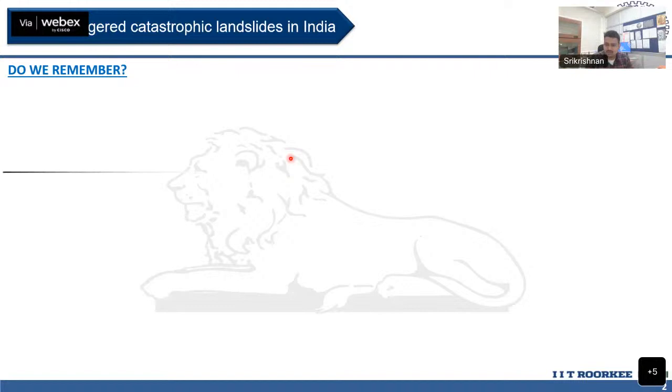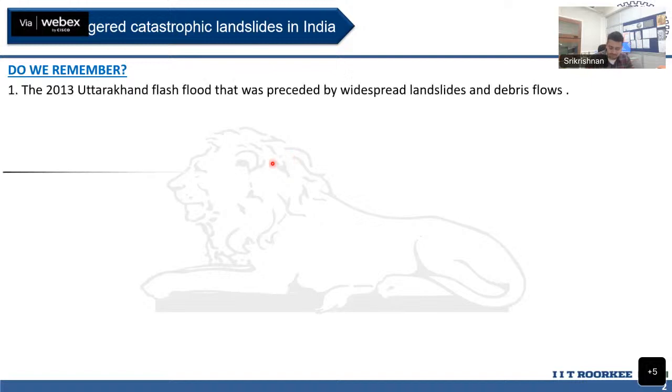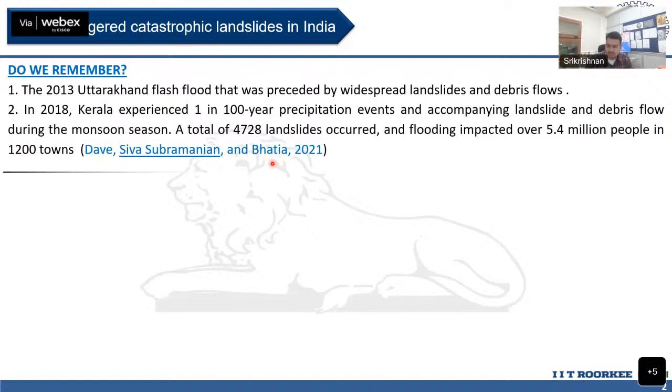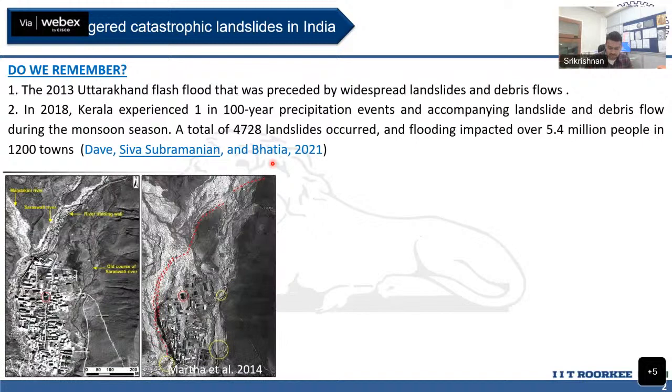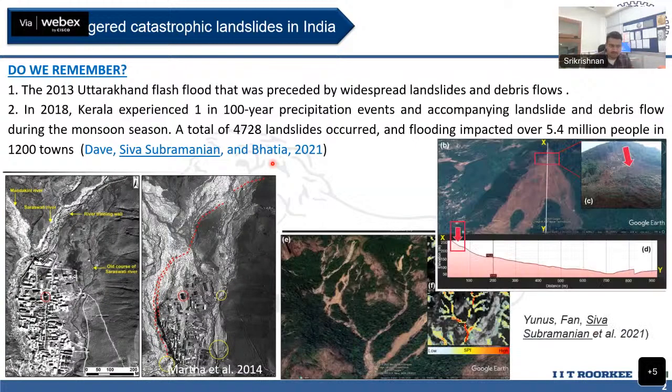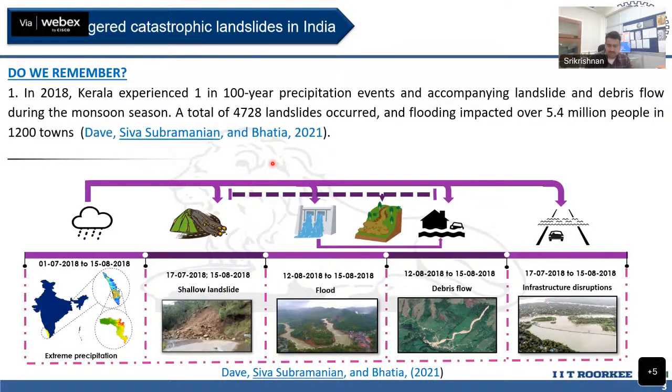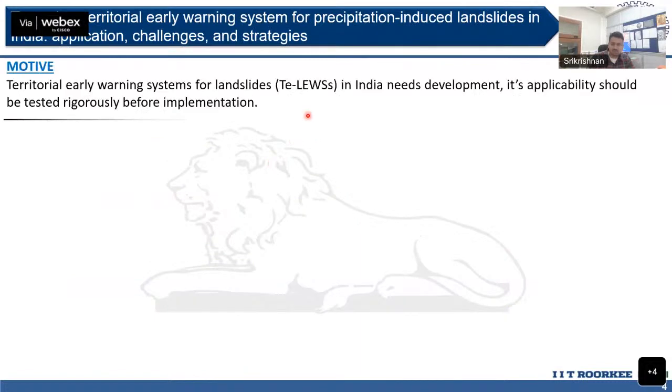So we have had catastrophic rainfall induced landslides in India. Of those, the biggest of the casualties came during the 2013 North India floods, as well as the 2018 one in 100 year precipitation events that caused flooding, shallow landslides, and debris flows in Kerala. Some of these pictures you can see here, which we all remember even now. In case of Kerala, the devastation was also extended to the transportation network because there were compounding events as well as sequential events taking one after the other. In today's context, I'll be talking of the landslide early warning system for only two types of landslide, that is shallow landslides and debris flow.